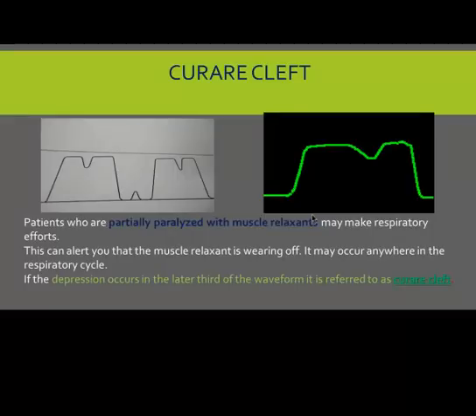All right. Your curare cleft. This is what I just mentioned earlier. You would only see these in patients that have been partially paralyzed. They've been paralyzed, but then as that paralysis starts wearing off, they may start making their own respiratory efforts. Part of the normal human nature process. If you do not have something that is restricting your respiratory effort, you are naturally going to try to breathe.